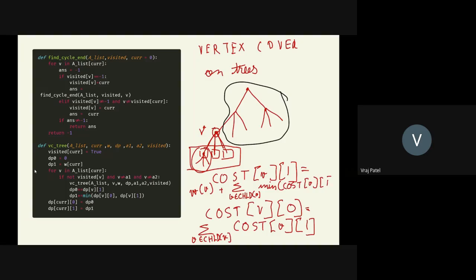So you add the min over the cost of u1 and cost of u0, right? So this is the basic solution for a vertex cover on trees, right? Once you have understood this, I will move on. It's a simple extension for the complete problem. I have not even shown you the complete problem, but if you have understood, I'll just move on.